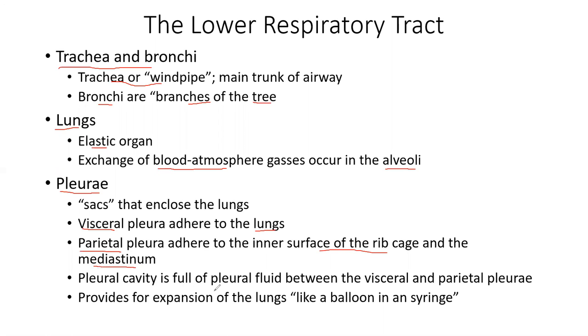Again, the pleural cavity has fluid in it between the visceral and parietal, and it reduces friction so that as your lungs slide against the ribs, there's no friction, so it doesn't hurt. This allows it to expand, and you could think of it like a balloon inside of a syringe. As you pull on the plunger, it increases the area, so air goes in. When you push on the plunger, it decreases the volume of the syringe, and air would be pushed out, much like what happens in your pleural cavity.